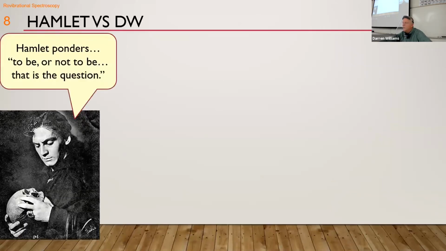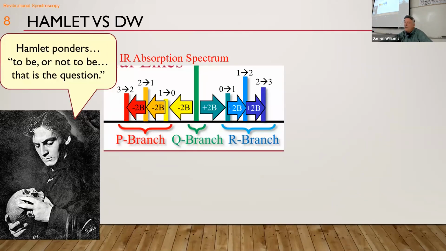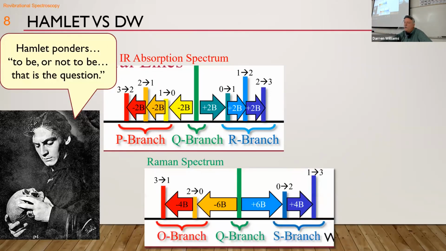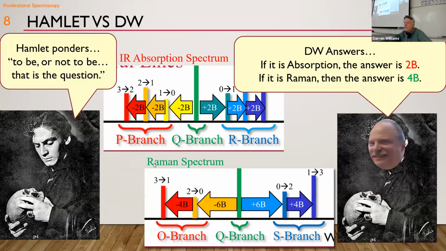Okay, so now we have this situation. Hamlet has always pondered to be or not to be. That is the question. Well, in this spectrum, we have the IR and we have the Raman. And so I say that if it's absorption, the answer is 2B. And if it is Raman, it's 4B. So we can use either one of these spectroscopy techniques to determine the rotational constant.